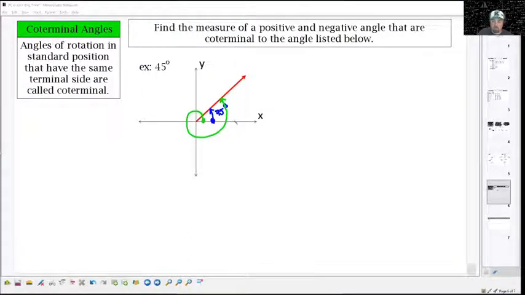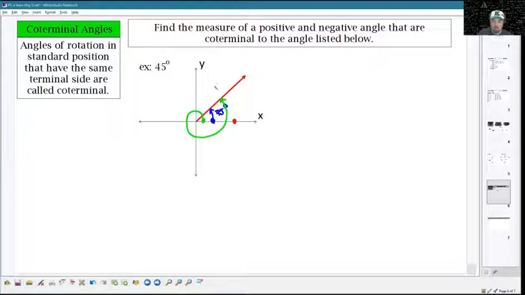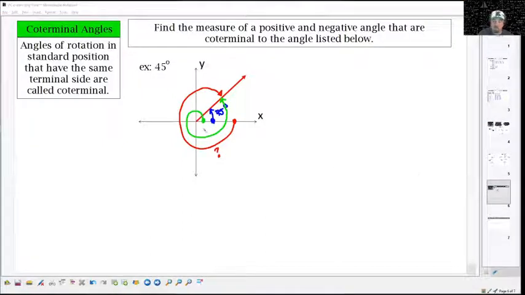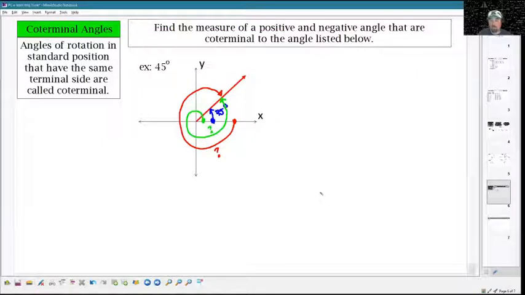I could also do the same thing, negative. I still start here on positive x, but instead of turning in the positive direction to get to this side, I can go negative and stop at that side. And both of these things are going to give me other angle measures that still take me to the same spot, but they have different angle measures as we go through. And they're all related to that 45.